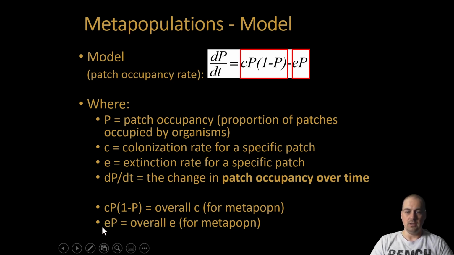The extinction rate for a specific patch multiplied by the proportion of occupied patches gives you the overall extinction rate for the metapopulation. So now if we go back and summarize the model, the change in patch occupancy rate over time equals the overall colonization rate for the metapopulation minus the overall extinction rate for the metapopulation.